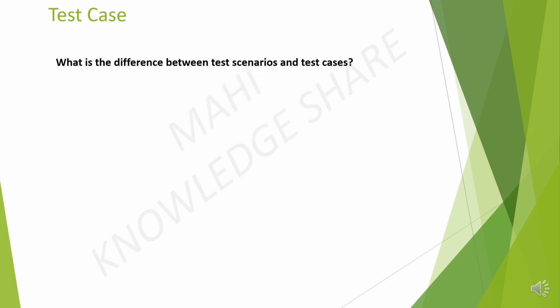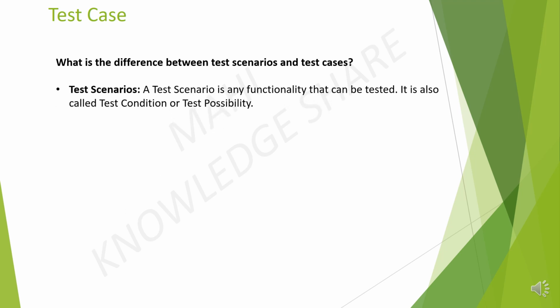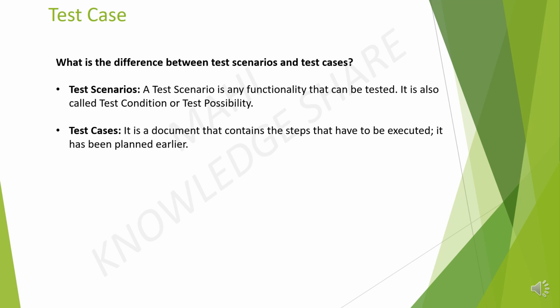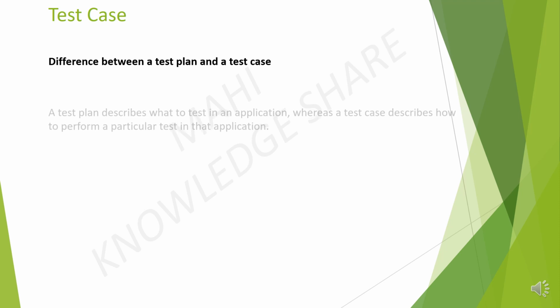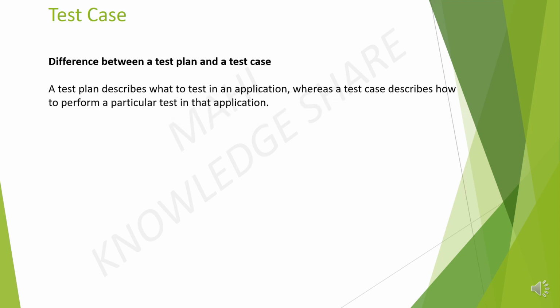Difference between test scenario and test case. Test scenario. A test scenario is any functionality that can be tested. It is also called test condition or test possibility. Whereas test case is a document that contains the steps that have to be executed. It has been planned earlier. Test suite. It is a set of collection of test cases. Difference between a test plan and a test case. The test plan describes what to test in an application, whereas a test case describes how to perform a particular test in that application.